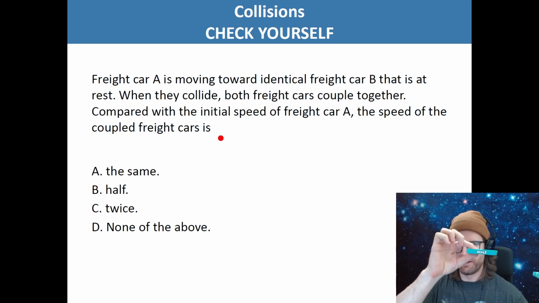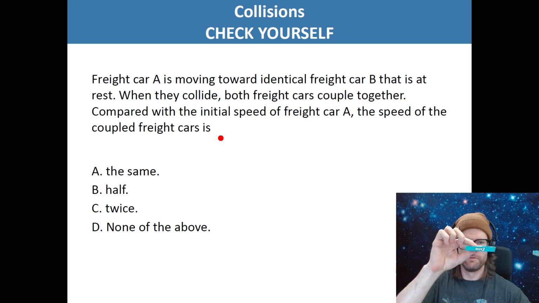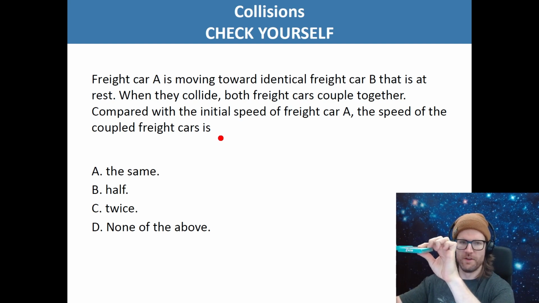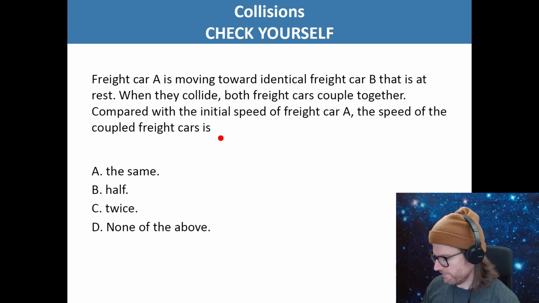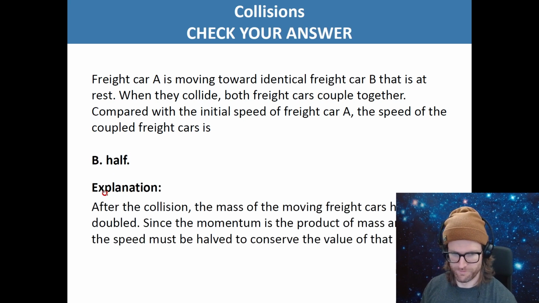Okay, so we've got freight car 1 at rest, and an identical freight car. As they come together, they stick together and move as one. The momentum before is m times v. The momentum after is m times 2v. So the speed of the coupled cars must be half, because the momentum before is the same as the momentum after, but the mass doubled. It's got to be half.